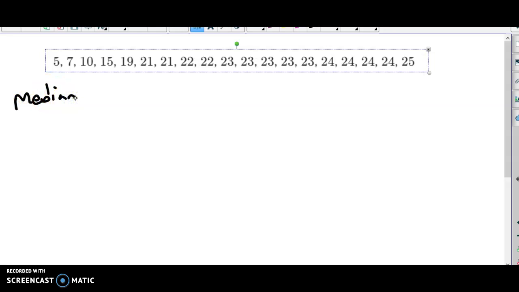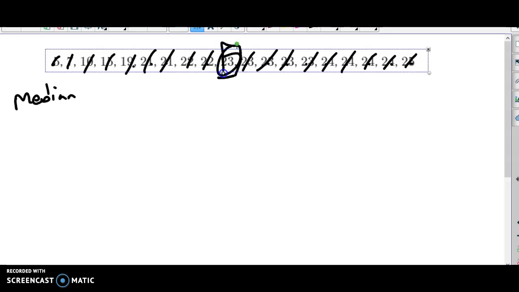Our median value is, again, what separates the top 50 from the bottom 50. So I like to go ahead and say, okay, cross out the first, cross out the last, first, last, first, last, and so on, and then we got 23. There should be here 1, 2, 3, 4, 5, 6, 7, 8, 9 on each side. So that is perfect, and we see that 23 is the median value.